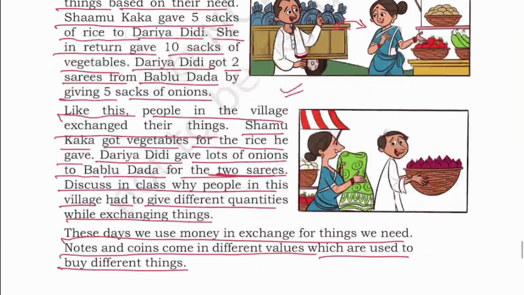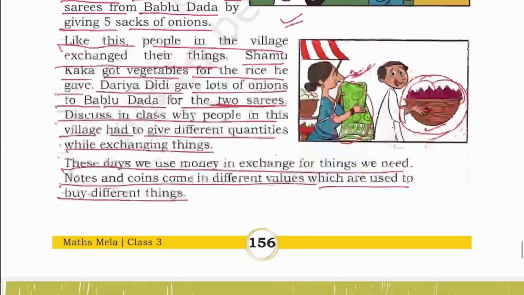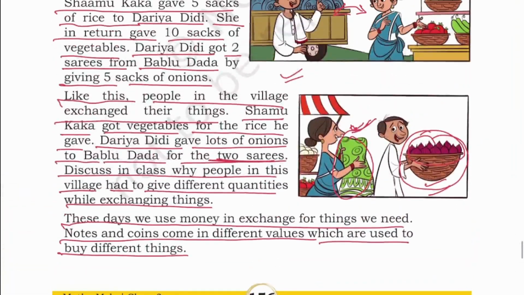You see the quantity of onion is quite much when compared to the sari, because the use of sari is very less and the use of onion is more. Or the sari is costlier than onion. So its quantity is less than onion.